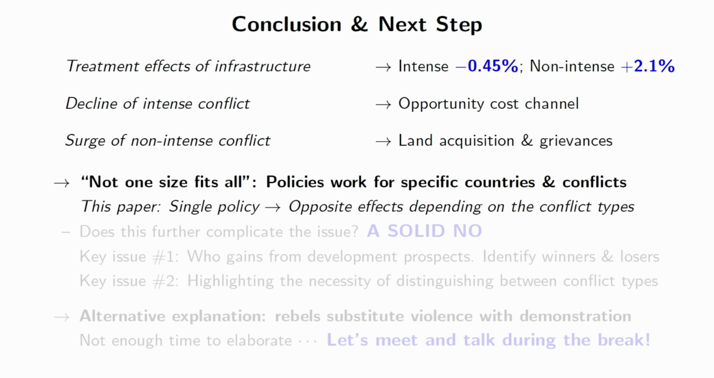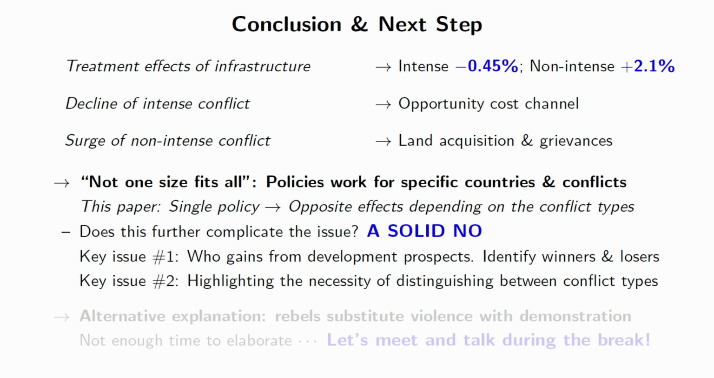And when it comes to the policy discussion, one crucial fact that has already been explicitly discussed yesterday is that there does not exist one size that fits all, which means policies tend to work for specific countries and for specific conflict. And in this paper, we show that a single policy, while effective in pacifying a certain type of conflict, might meanwhile exacerbate the risk of an alternative type of conflict. And our question is, does that further complicate the already super sophisticated policy debate?